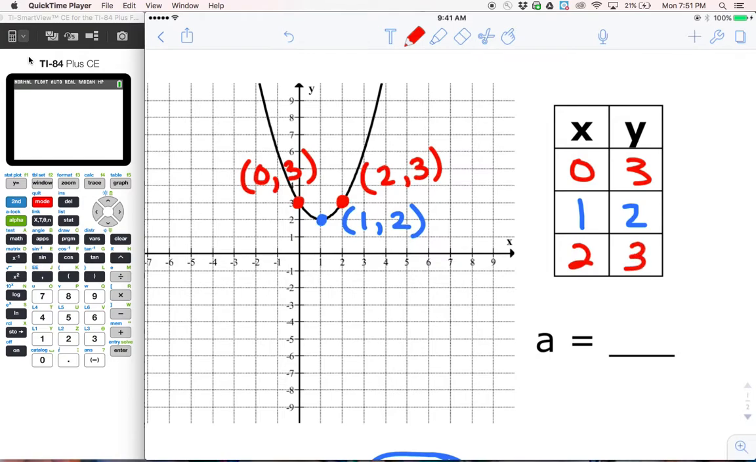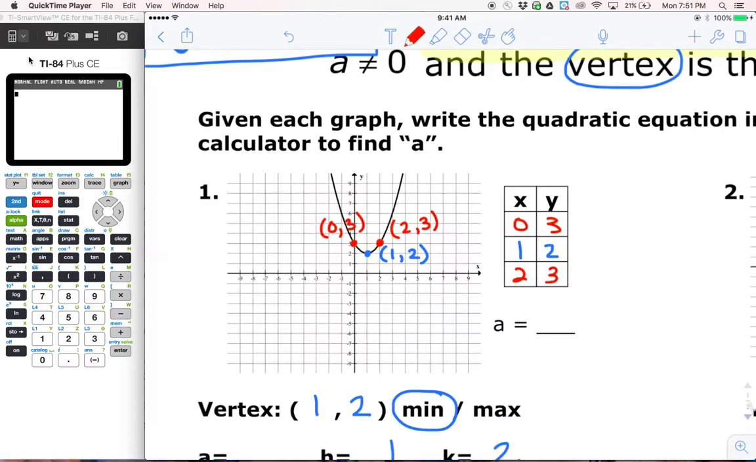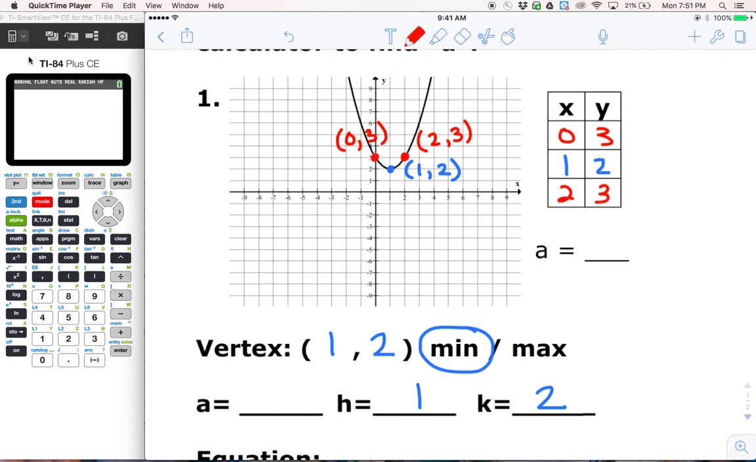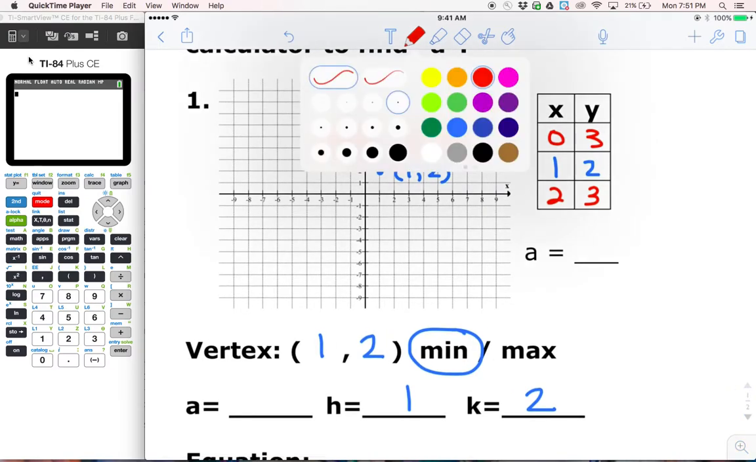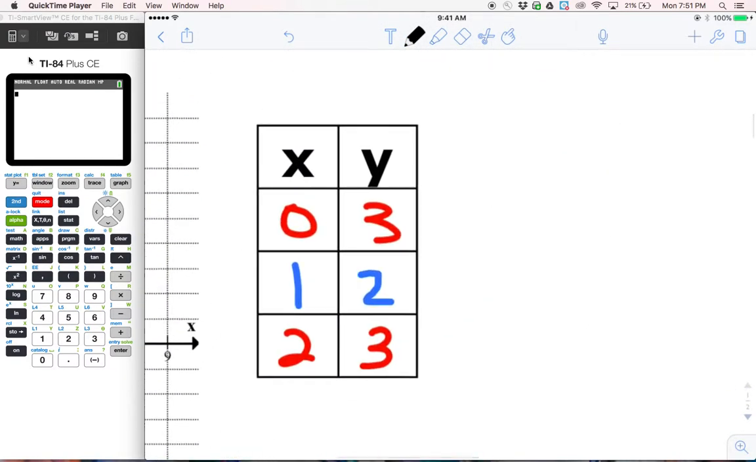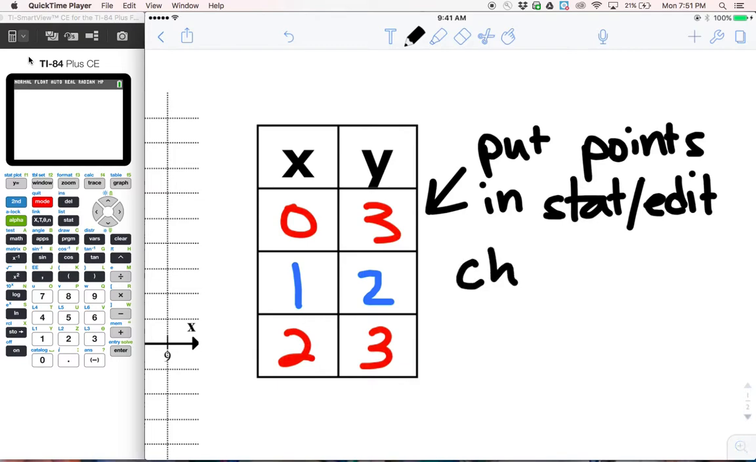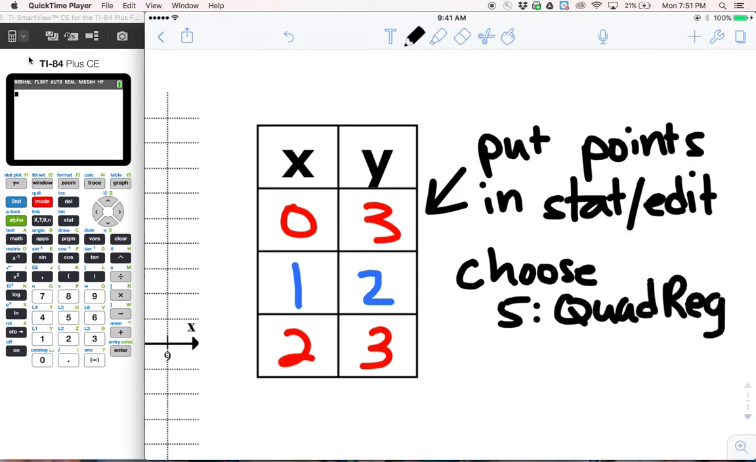And those are the points I'm going to put in my table. One more time, your 2 points that you put in your table need to be on either side of the vertex. So what I'm going to do now is I'm going to use my calculator. I'm going to use stat edit, right? Maybe let's make a little note here for the future. Okay, so we're going to say put points in stat edit. And don't forget to choose option 5, which says quad reg, right? We want a quadratic regression.